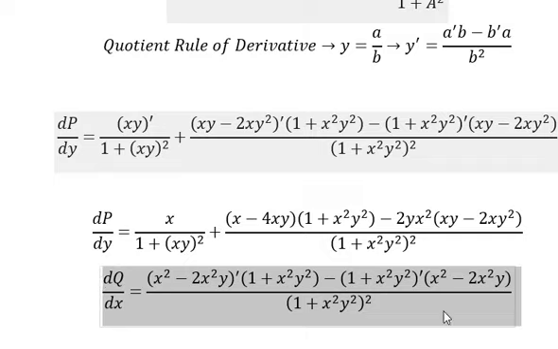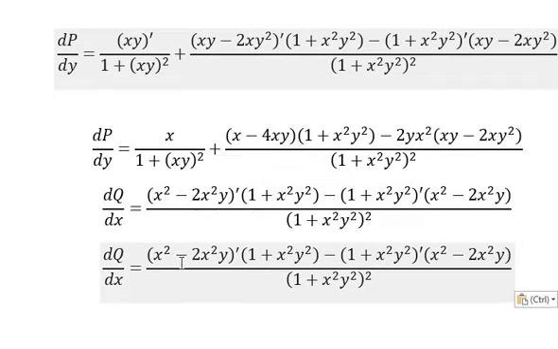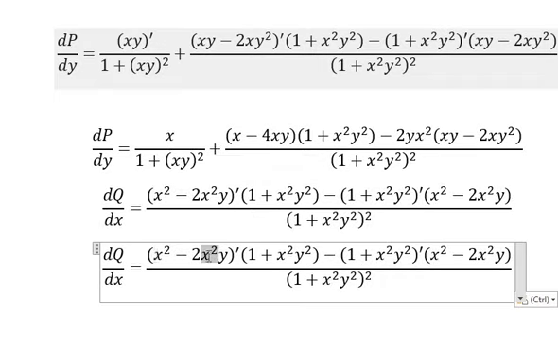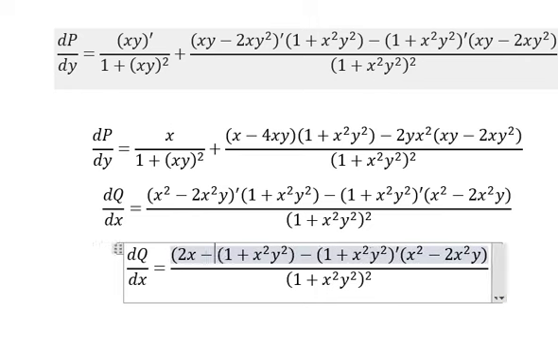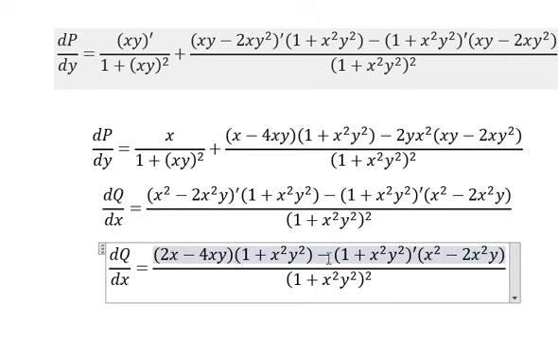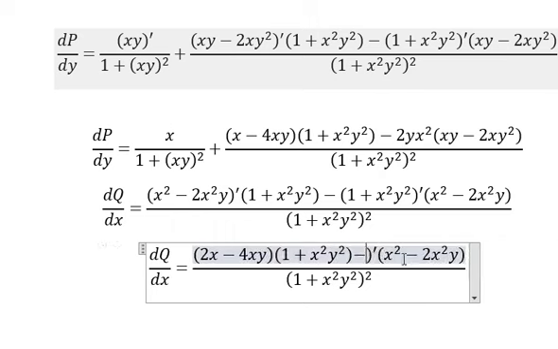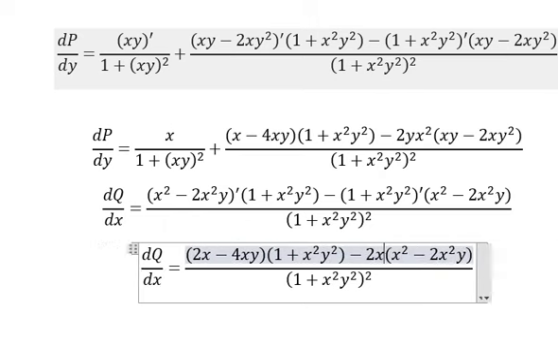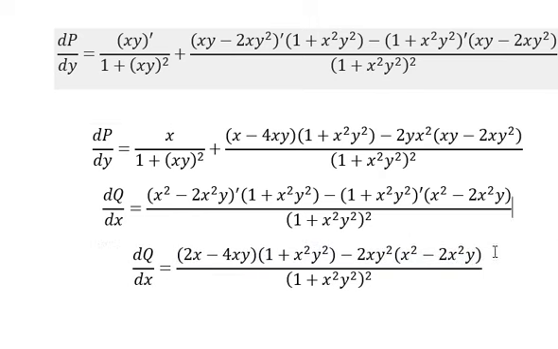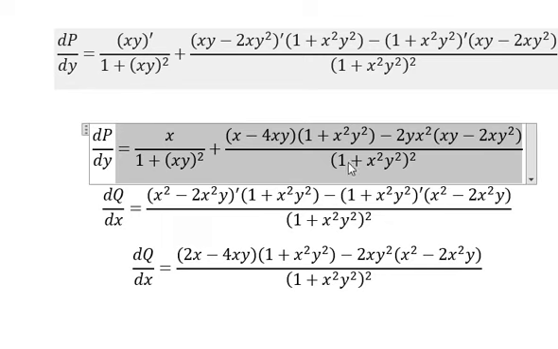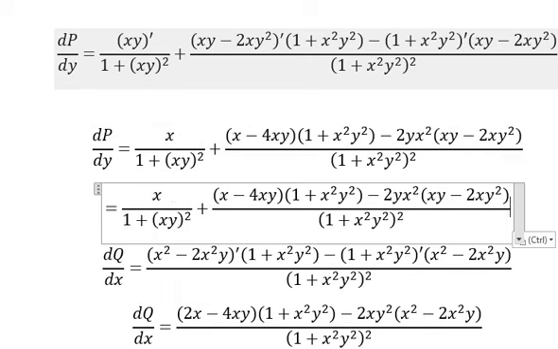So, this one, we have 2x. So, in this case, that is 2x minus 4xy. This one, we have 2xy squared. Now, we need to consider this one. So, we can do common denominator in here.